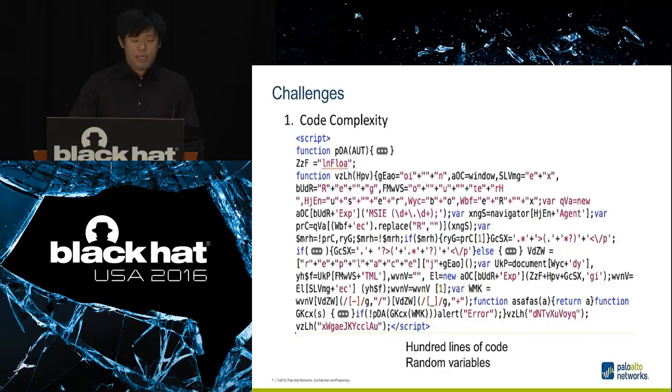In the real world, it isn't easy to derive a template. The first challenge is the code complexity. In the real world, the obfuscated page usually looks like this: hundreds of lines of code with a lot of random variables. It's very hard to tell which part is generated by the template and which part is generated by the obfuscation engine.